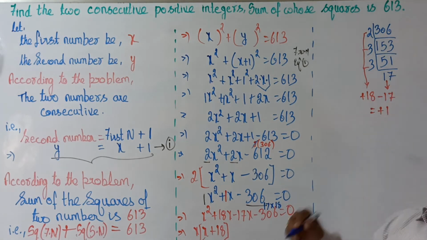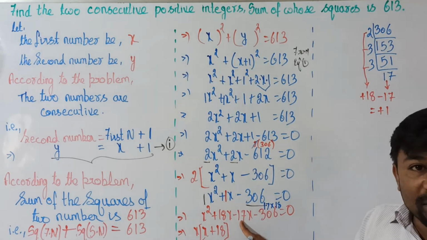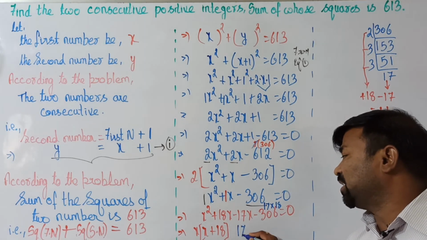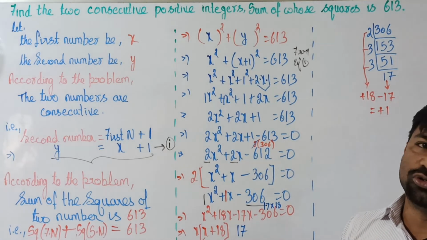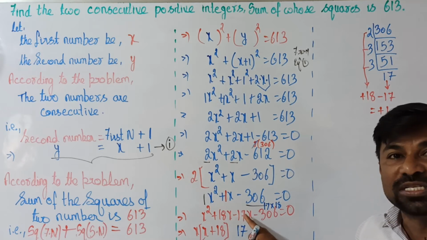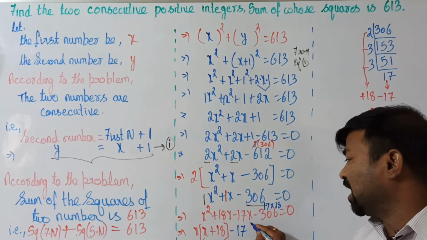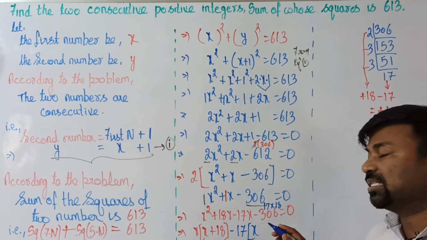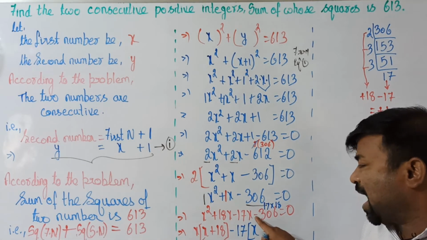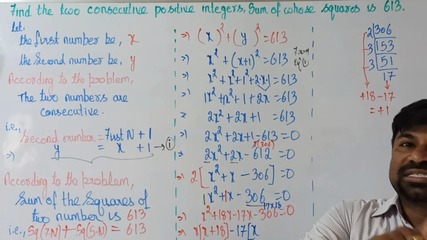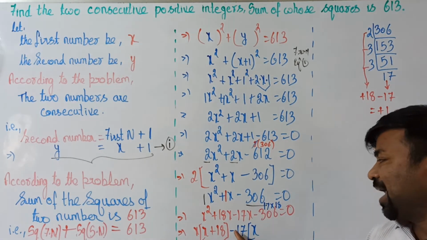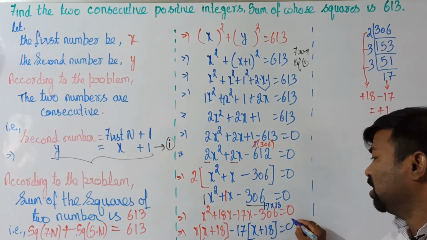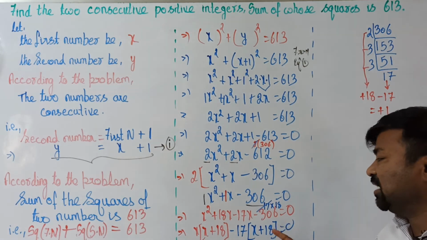17 into 18 is equal to 306. Now here also we have 17 and here also we have 17, which means 17 can be taken as common. But what sign do we have to take? Always the sign which is there on the first term should be taken as common. If minus is taken, 17 is taken, it's nothing but x. Now the minus here is plus into minus. If you take minus out, we'll have plus inside. If you take out 17, 18 is left over.